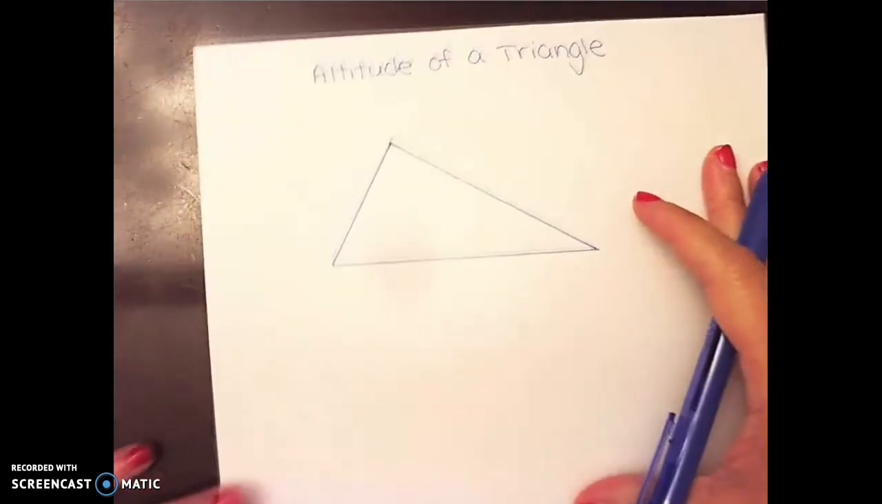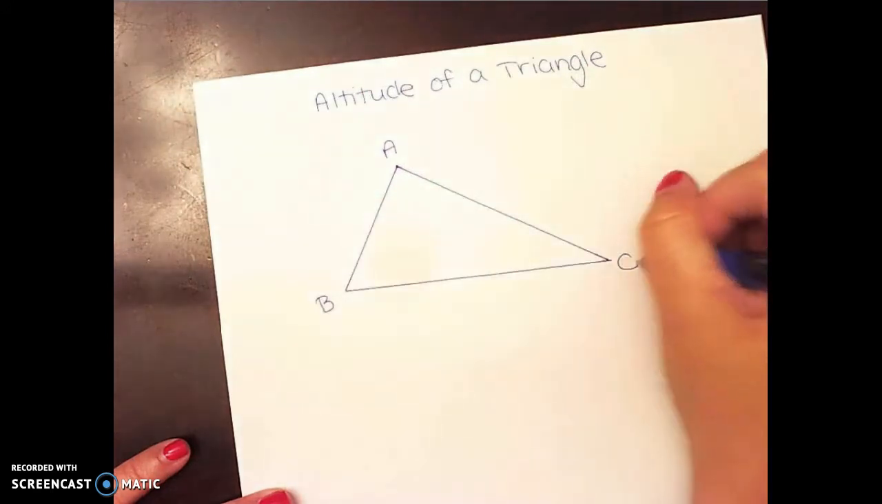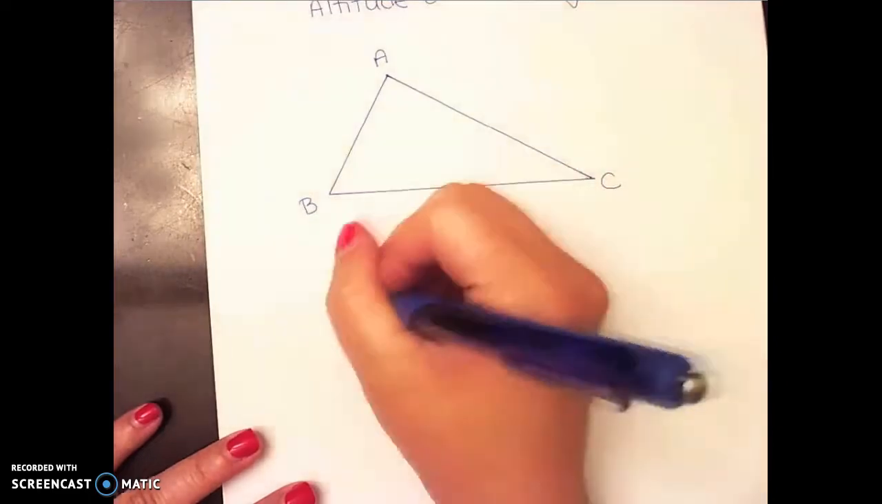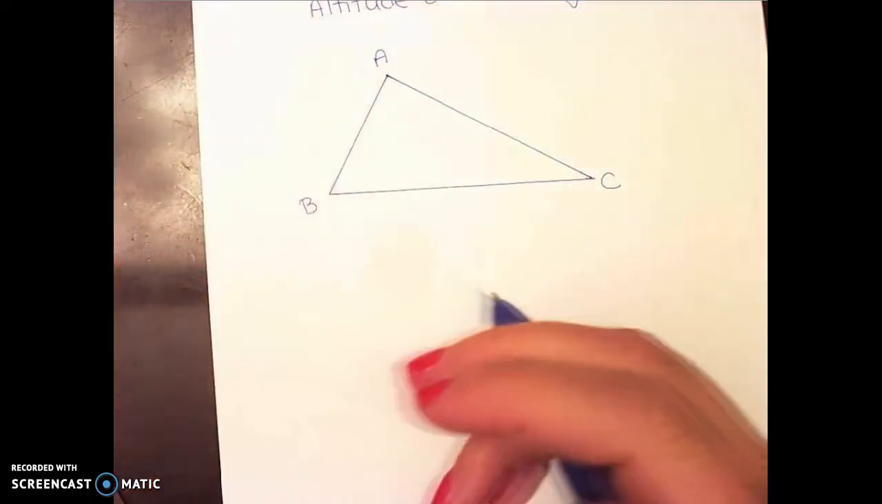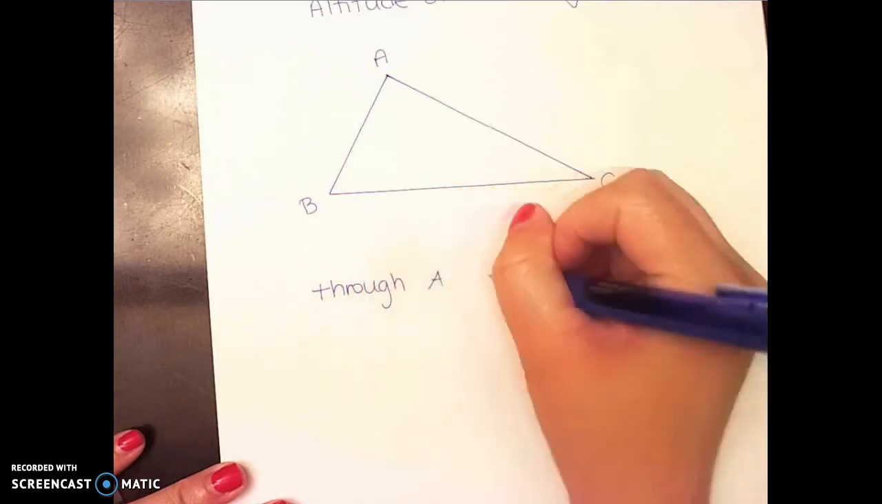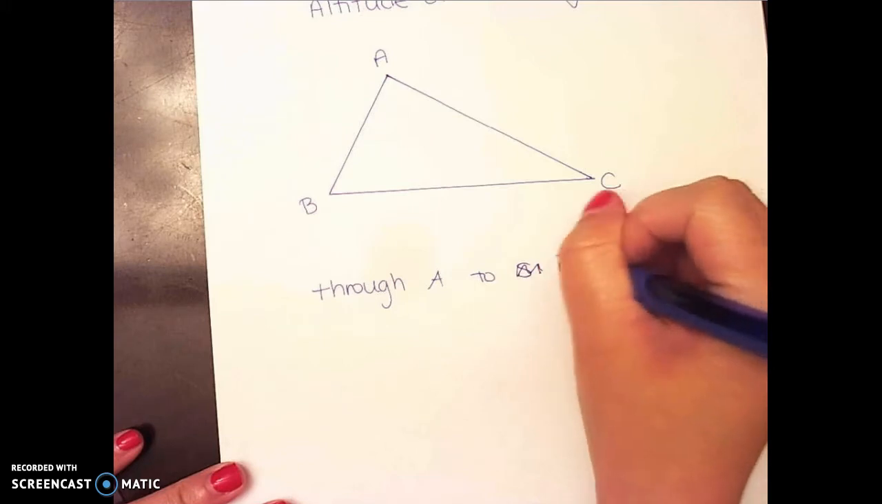And again, this portion of the diagram will be given to you. They will give you the triangle and ask you to construct the altitude. Specifically, we're going to construct the altitude through point A to side BC.